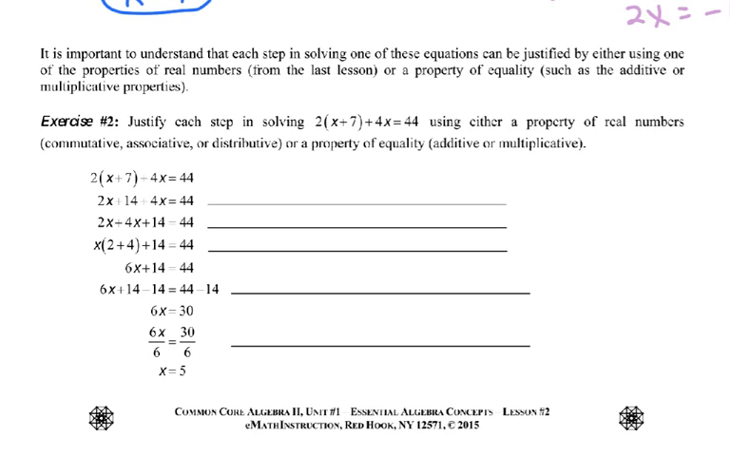In exercise number 2, we're going to justify each of the steps in solving this equation by identifying which property we are using. So in the first step, you'll notice that 2 times the quantity x plus 7 had changed to 2x plus 14. So the property that we are using in this case is going to be our distributive property.